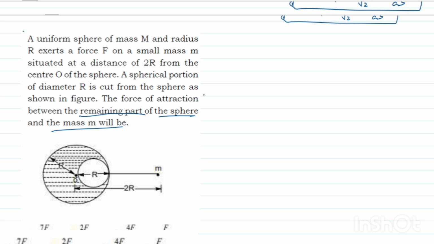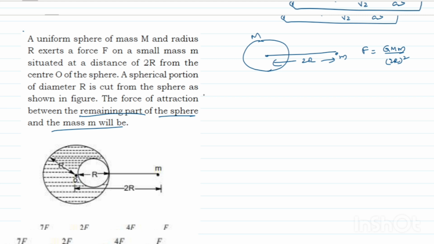Initially, before removing, students, consider the force of attraction between the two masses. This is the mass given as capital M, and here small m is the mass, and initially these two are separated by a distance of 2R. Now the force of attraction between these two masses will be G into capital M into small m by 2R whole square.